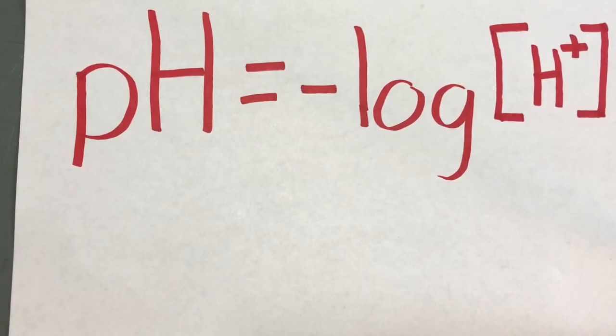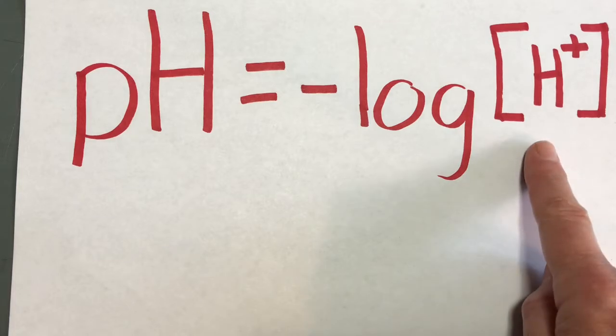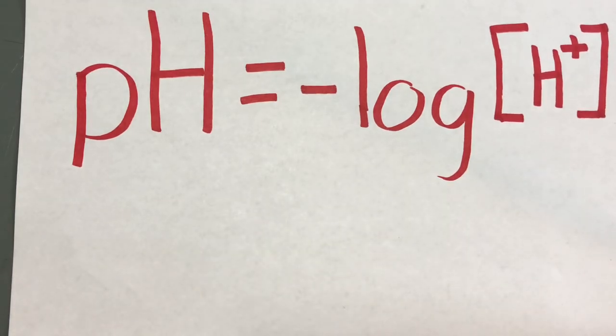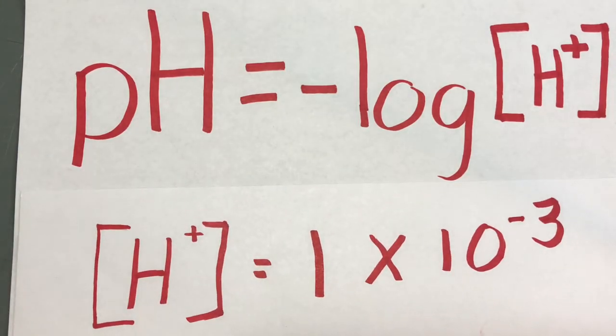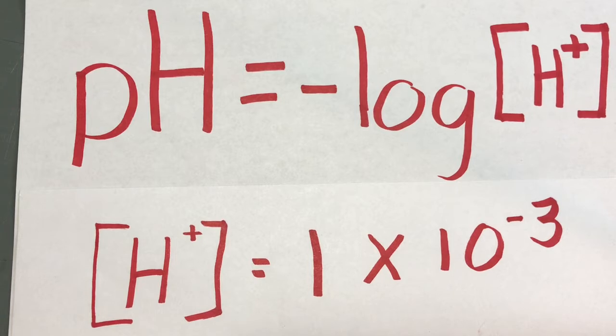I've been getting a lot of questions on how to calculate the pH if we know the concentration of hydrogen ions. This is the formula here. pH equals minus the log of the concentration of hydrogen ions. These brackets here mean the concentration of. So we could replace that with a number, however many moles per liter we have of hydrogen ions.